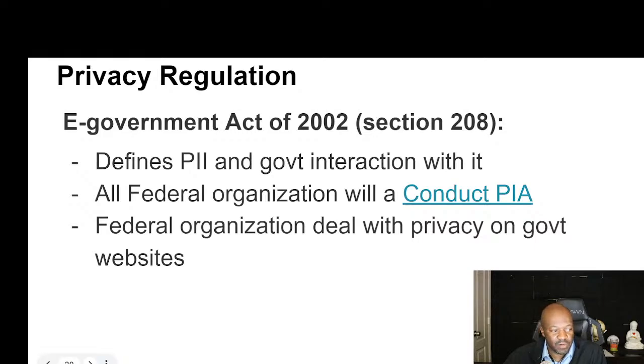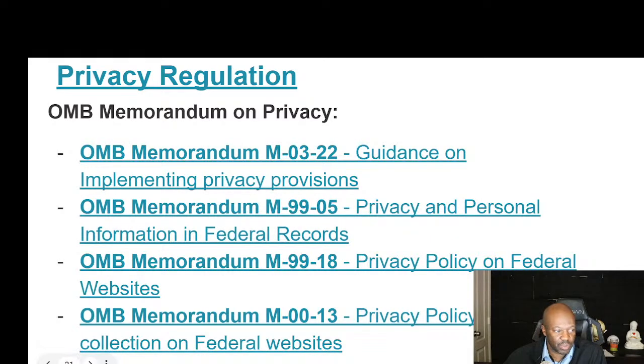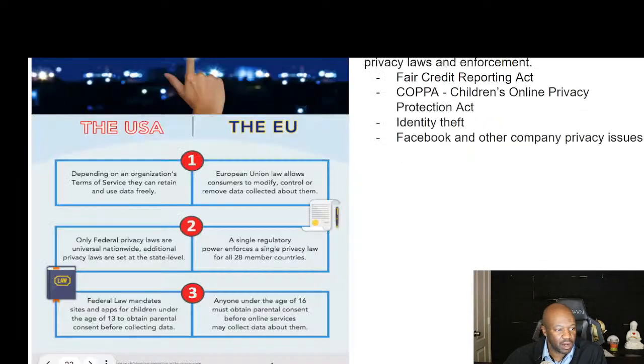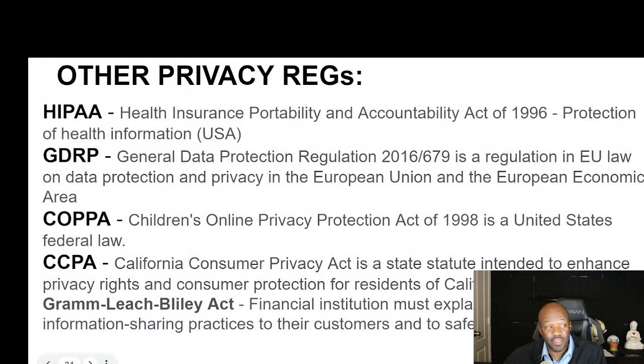Another thing we go over is the E-Government Act of 2002, some of the actual laws and things that you have to be mindful of when doing privacy impact analysis. We go over that. We also go over some of the differences between, say, the EU and the United States and some of the other regulations that are out there. That's pretty much what we're covering on the privacy impact analysis.